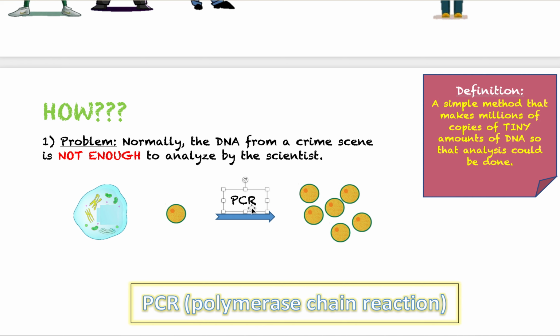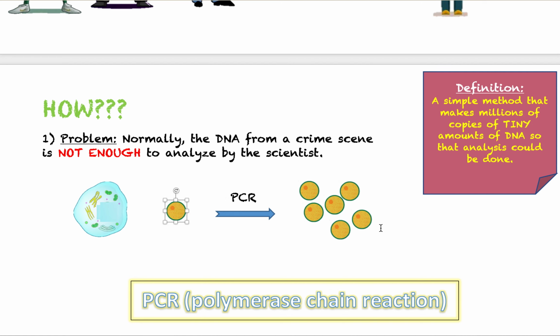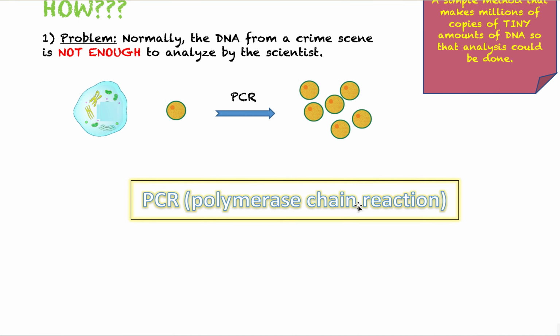But apparently for the IB, you need to know how this happens, how you go from one to many. So that's what I'm going to teach you right now. I'll go slowly, just to make sure you understand it. But it shouldn't be too bad.